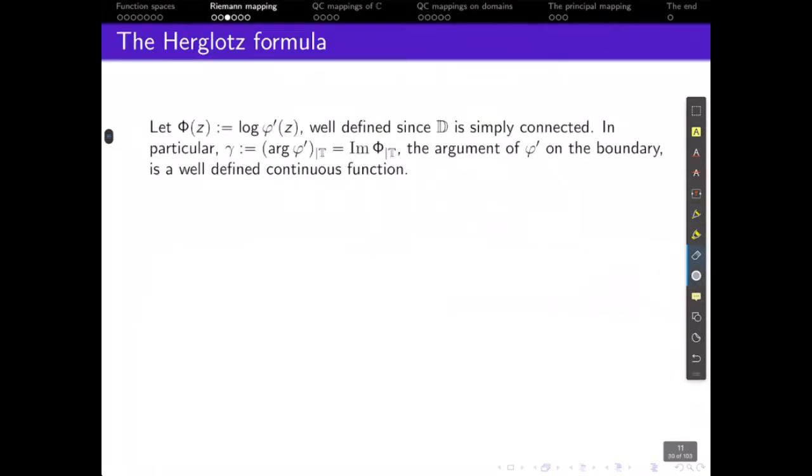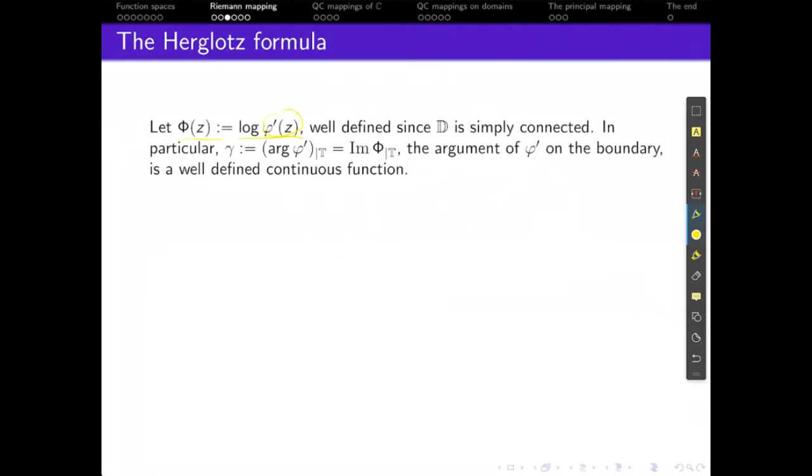Okay, first idea, the Herglotz formula. Consider the following. This is an idea by Pommerenke, as far as I know. At least it is in the book of Pommerenke. Take capital Phi of z as the logarithm of phi prime. This is well defined because D is simply connected, and phi prime, since phi is bi-Lipschitz, is far from 0, so this is well defined, and it works well.